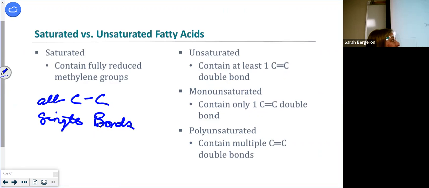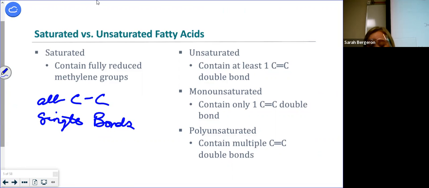Hydrogens, right? So what you should have are all fully reduced methylene groups, right? So 2 hydrogens per carbon in that carbon chain until you get to the end. The end's gonna have 3. How about unsaturated? At least 1 carbon-carbon double bond, but if you look at food labels, you've seen the monounsaturated and the polyunsaturated divided into a category. So monounsaturated means that you only have 1 carbon-carbon double bond. Polyunsaturated means you have at least 2 or more.